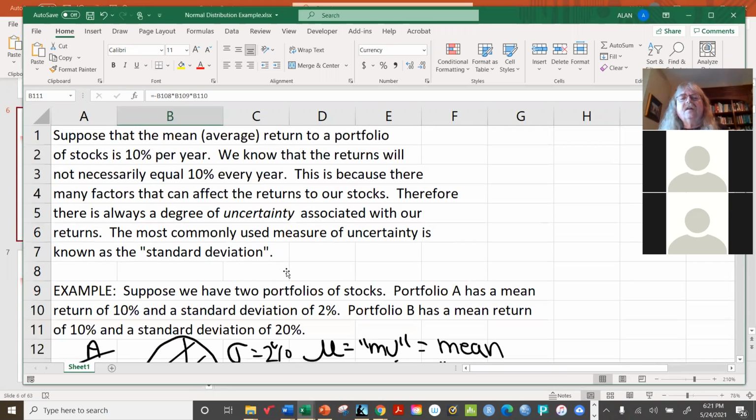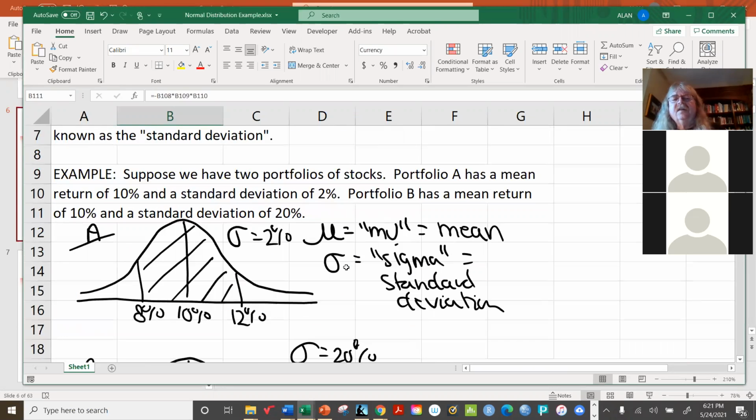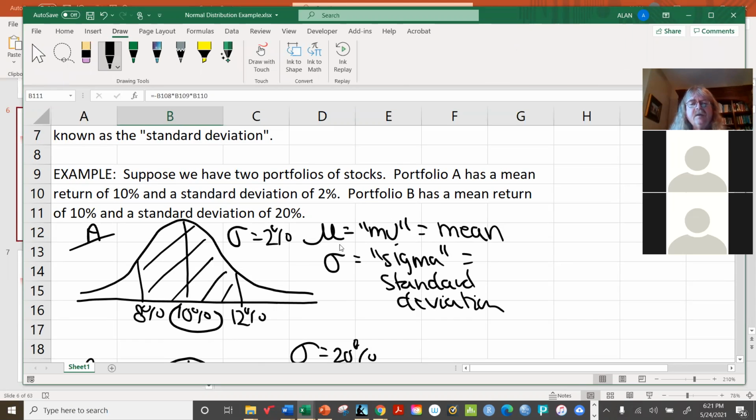Now, the normal distribution is often used to represent the returns to financial assets, in particular stocks. It has a lot of helpful properties that, in practice, while the returns may not be exactly normal, they're awfully close in many ways. So imagine the scenario here where we have portfolio A. It has a mean return of 10% and a standard deviation of 2%. So you can see the way I've drawn it, 10% is the mean of this distribution. And we use the Greek letter mu to represent the mean of a probability distribution. The standard deviation is represented by the Greek letter sigma.